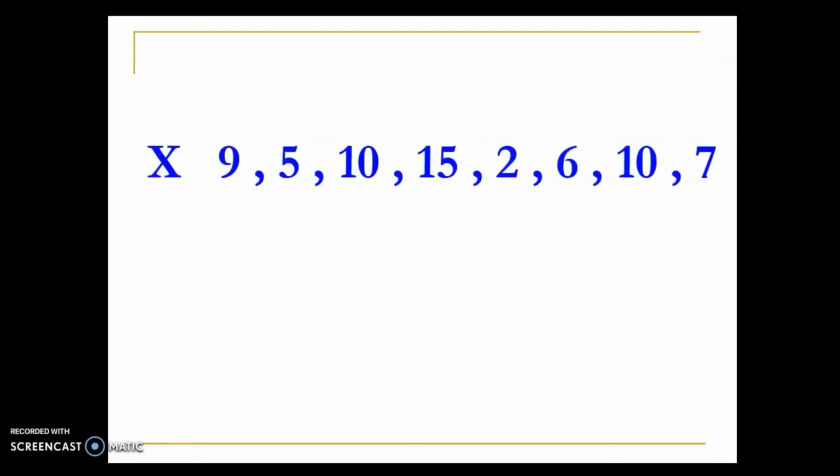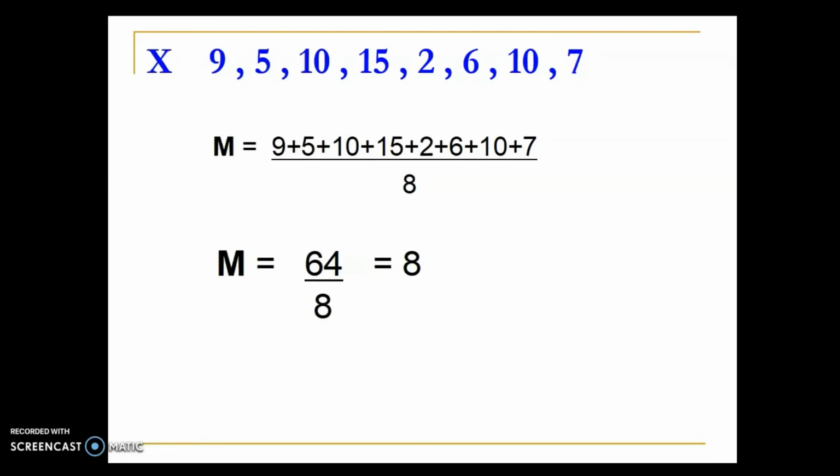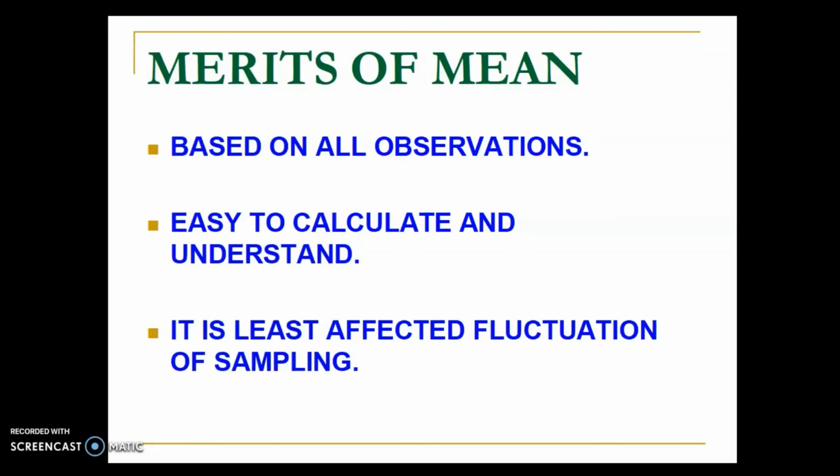So here are the raw scores which I have taken. Let's put these into the formula. So as you can see, the sum of observations is in the numerator, and we'll divide this by the total number of data. So by calculating these, we'll get our mean, which is 8. So mean represents the average value in a data set. So moving further, we'll talk about the merits of mean.